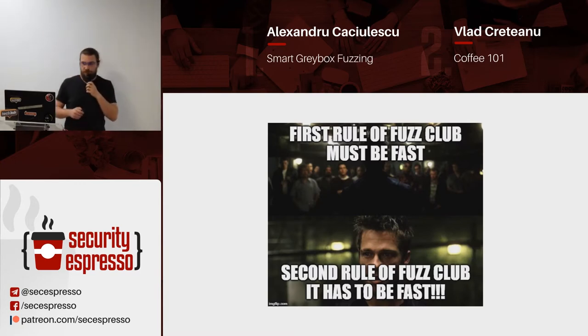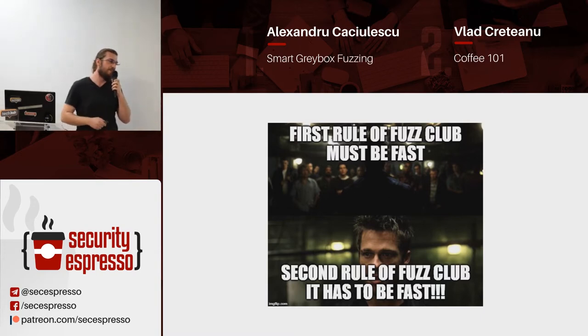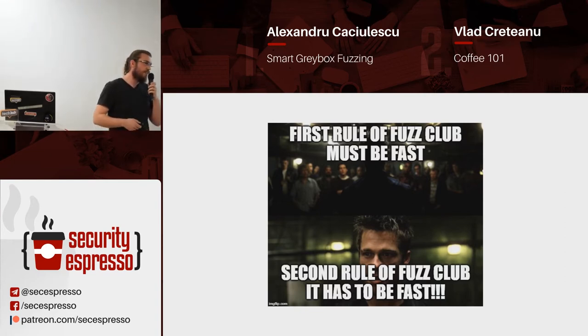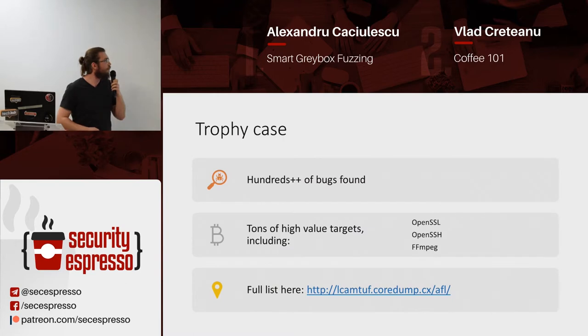Now, the first rule of Fuzz Club: it must be fast. And I can't emphasize this enough. The second rule of Fuzz Club: it has to be fast. Otherwise, think of it like this. If your fuzzer takes, for example, minutes for just one iteration, in order to actually find significant crashes or behaviors, you usually do thousands, if not tens of thousands, or even millions of iterations. If it's not fast enough, you're just wasting years of computation time.